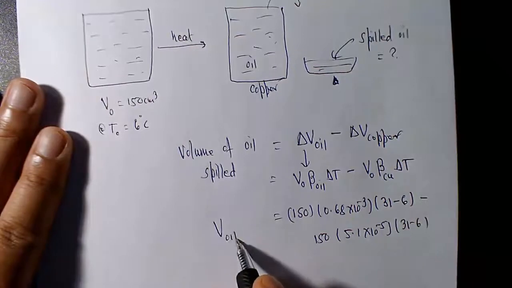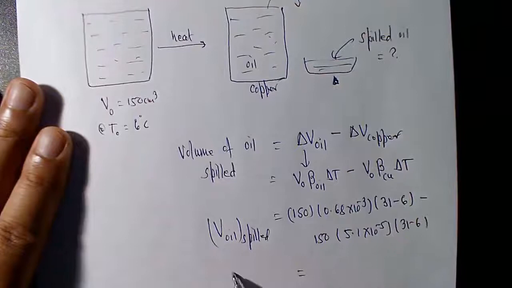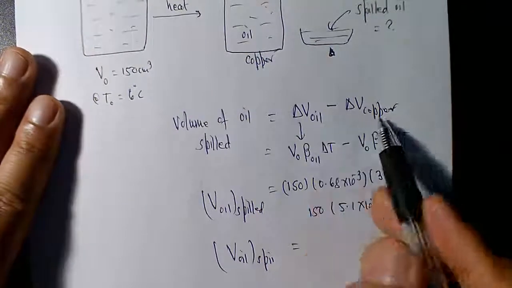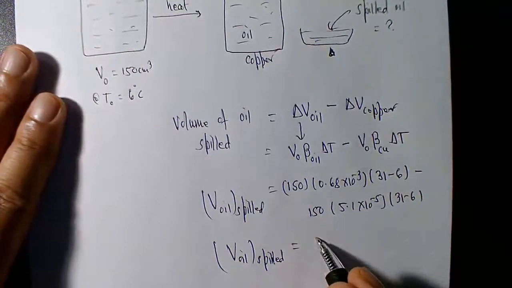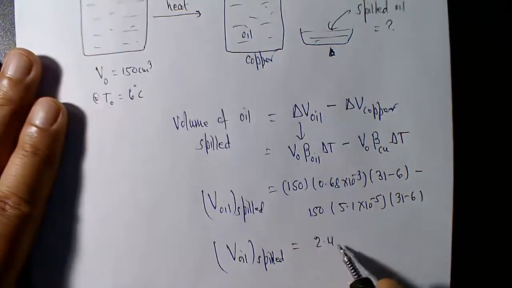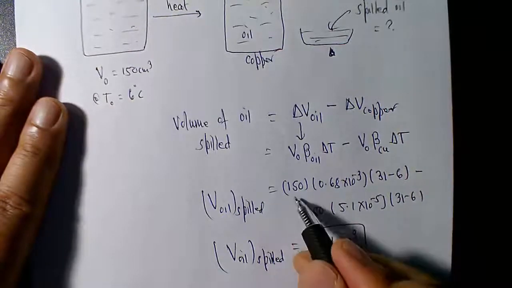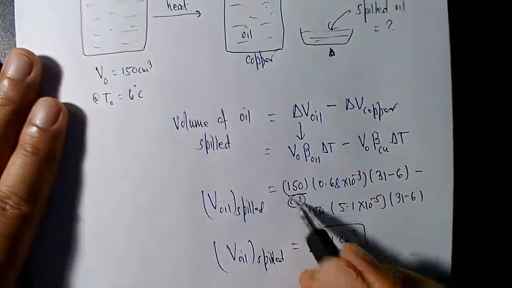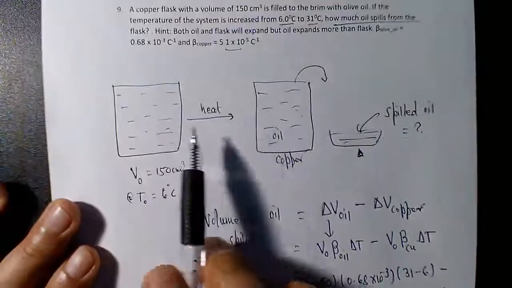So the volume of the oil spilled will be the difference between the differential expansions, will be this, and that's it. So 2.4, but what's the unit? Centimeter cube, not meter cube, because we kept this as centimeter cube. So that much volume of oil will be spilled during this process.